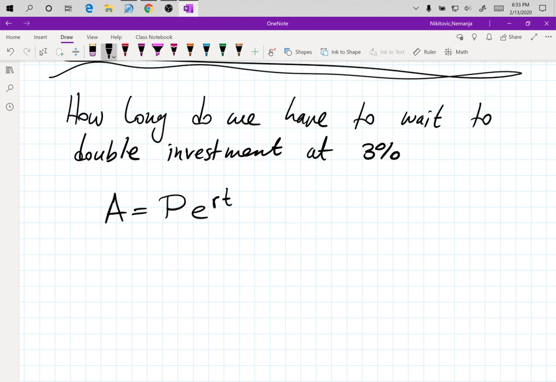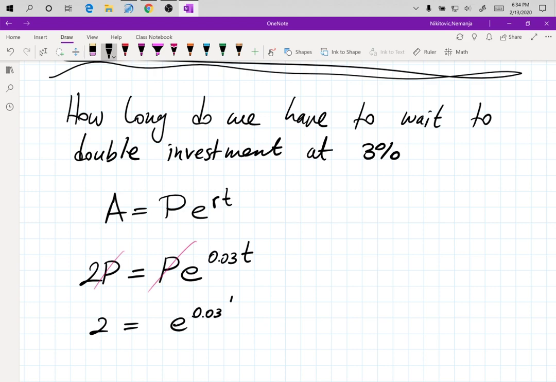Anyway, so if I want to double my investment, what should I put here? 2P, right? So you are investing into something and you want to double it: 2P equals P e to the 0.03 t. Do we all see that the P drops on both sides? Yeah, right? So we just have 2 equals e to the 0.03 t.